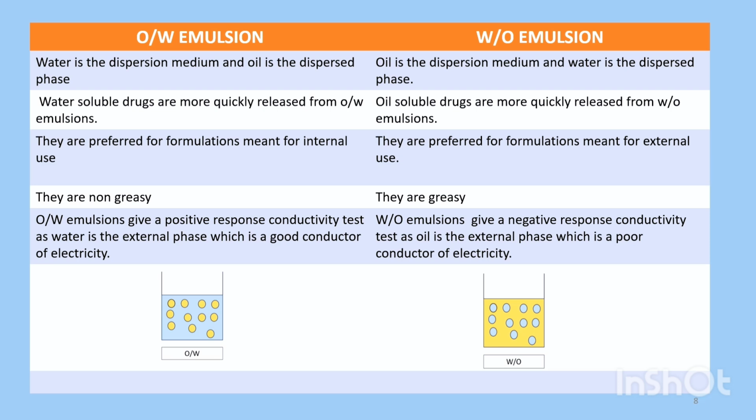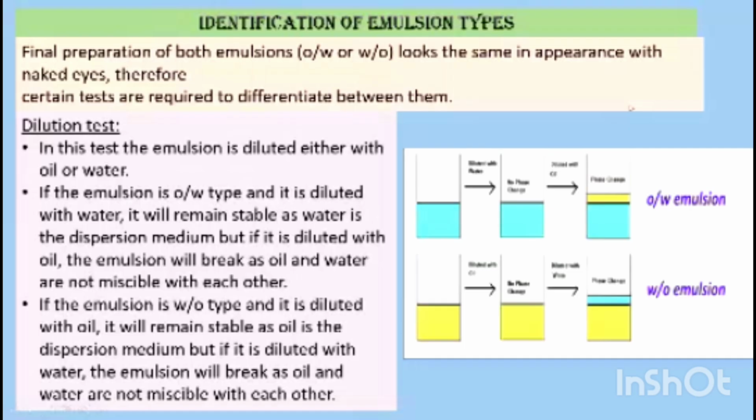Oil in water emulsion also gives a positive response for the conductivity test, as water is in the external phase and we all know that water is quite a good conductor of electricity, while oil is a very poor conductor of electricity. W by O, that is water in oil emulsion, gives a negative response to the conductivity test. We can also use this electrical conductivity test to identify an unknown.